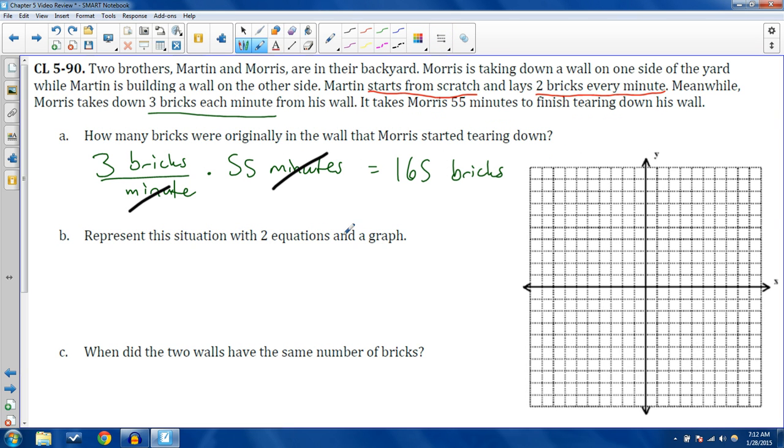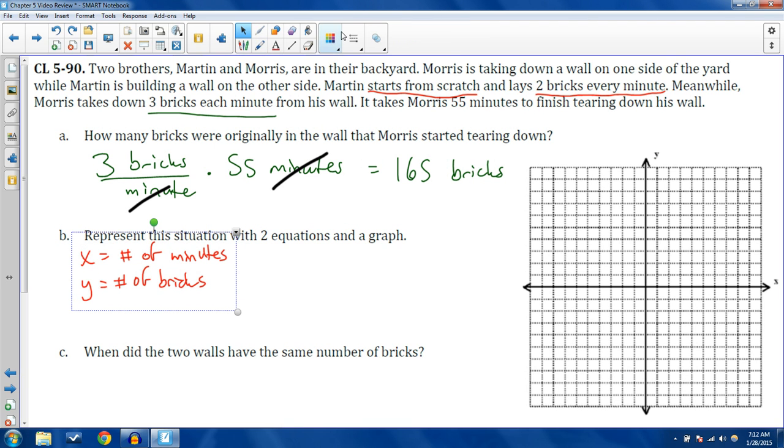Okay, represent this situation with 2 equations in a graph. So I'm going to use Martin as red. Let's go with him first. It seems like his is a little easier to use here. He does 2 bricks every minute, and X here represents number of minutes. And Y is number of bricks. Okay. So when we have that, let's go ahead and say every single time I go up 1 minute, how many bricks did I go up? And that's really the idea behind this problem. So you do minutes and bricks there.